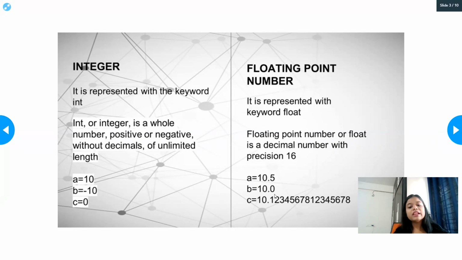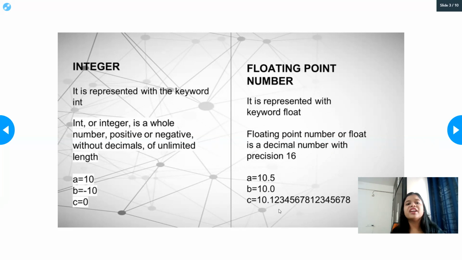Okay. Next is 10.1234567 and once again 1234567. So this is basically a 16 precision floating number. Okay, this is the maximum length of the floating part. In the integer part you can always extend, but I'm talking about the floating part, after the point. This is the maximum length you can give, that is 16 digits of length.